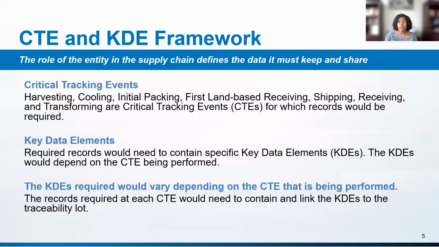This approach really helps standardize traceability information across the entire supply chain. Importantly, the records required at these CTEs would need to contain and link the traceability lot code of the food to the other relevant key data elements. The traceability lot code is such a foundational component of this rule. We feel that by tracking the movement of the food by the lot code, it will really enable us and industry to avoid issuing overly broad recalls, which would then limit adverse impacts on industry sectors affected by the outbreaks that we're investigating.